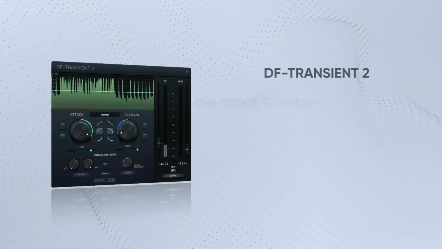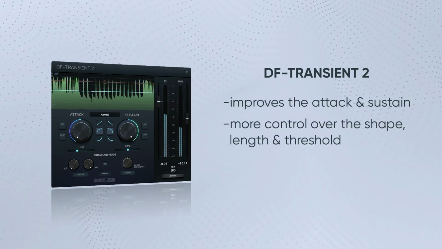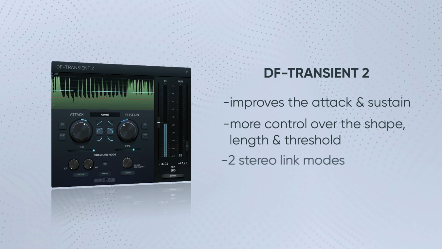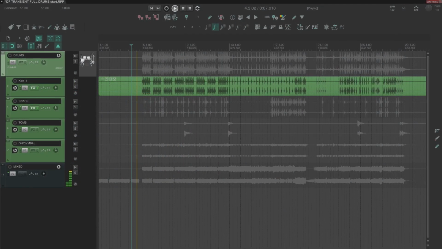Transient 2. If you've used DF Transient 1, then you'll be familiar with how this plugin works. Version 2 improves the attack and sustain algorithms and adds more control over the shape, length, and threshold of the effect. There's also 2 different stereo link modes. There's a lot of things to cover, so let's dive right in.